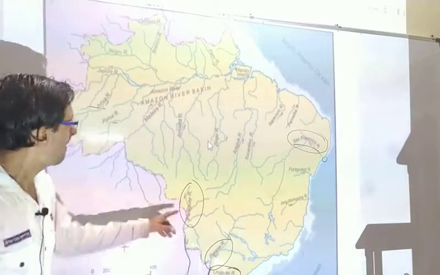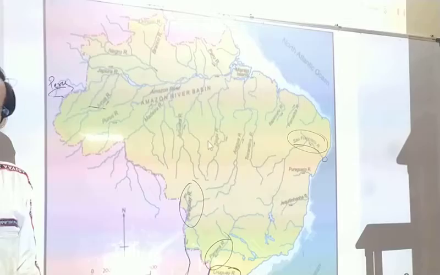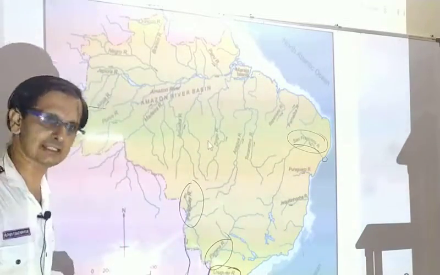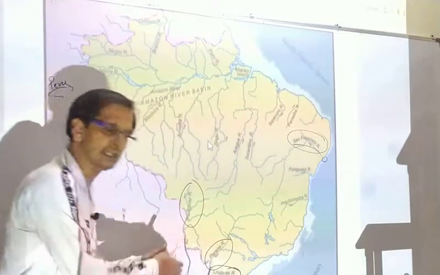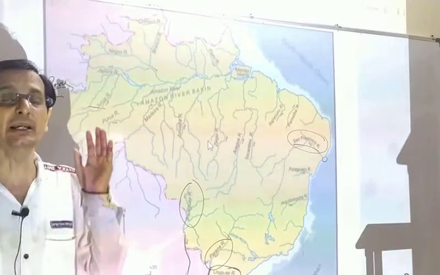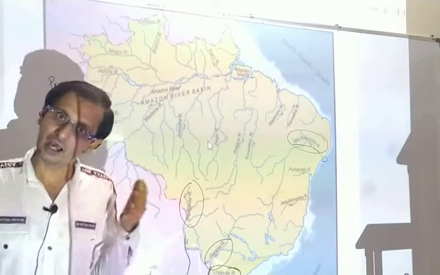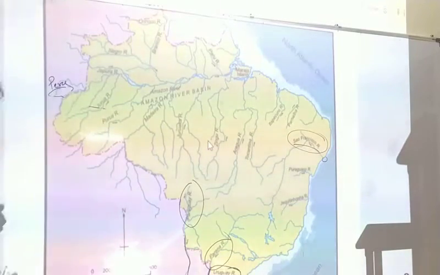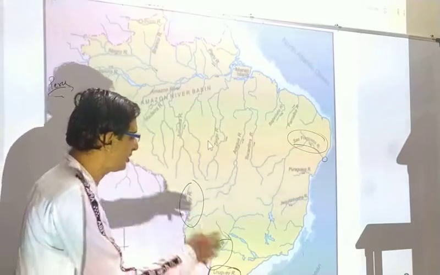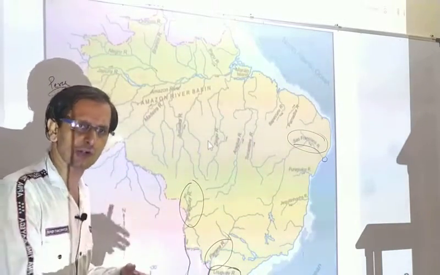Then the second river, the Paraguay-Parana. Even though these rivers originate in Brazil, they don't remain in Brazil. They flow towards various countries, especially Argentina, and they meet the River Plata in Argentina. So obviously these rivers are flowing out of the border of Brazil.